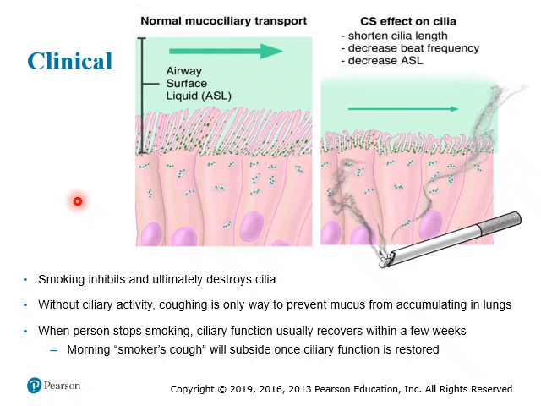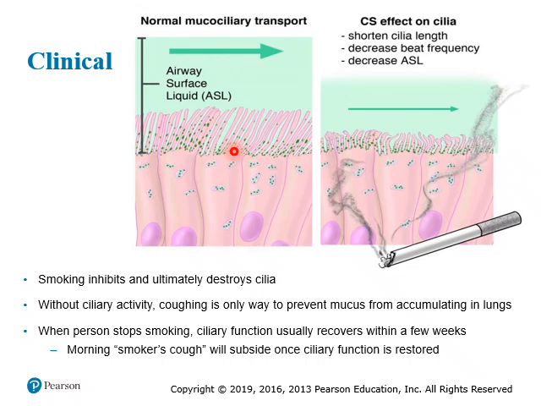So let's take a look at some of the clinical difficulties in the lining of the trachea. Well, smoking, I just mentioned smoking. Smoking inhibits and ultimately will be destroying this beautiful cilia. Okay, and you could see here the ciliary layer of a person who is actually smoking. The length of the cilia is not as long as the length of the cilia of a normal non-smoker. And without this ciliary activity, coughing is the only way to prevent mucus from accumulating in the lungs.